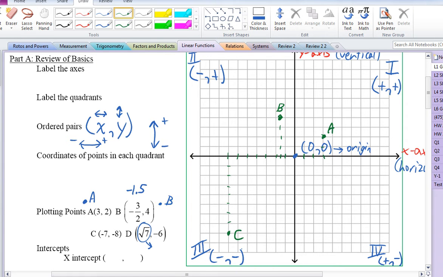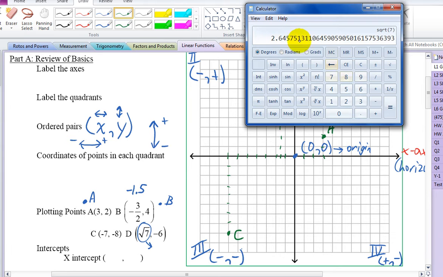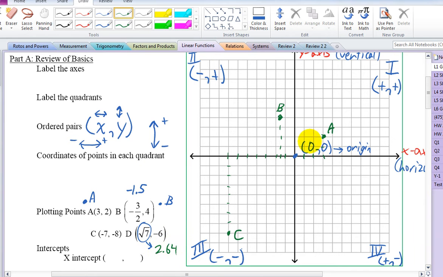Okay, so D, I'm going to go to my calculator. Square root 7 is 2.64. Go down here, 2.64, and then I go over 1, 2. There's 2.6. It's a little bit to the right of 2.5. And then down 6. 1, 2, 3, 4, 5, 6. So I shouldn't be in the middle. And that's labeled D. Any questions?